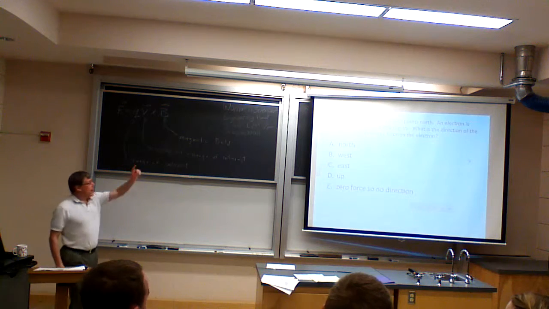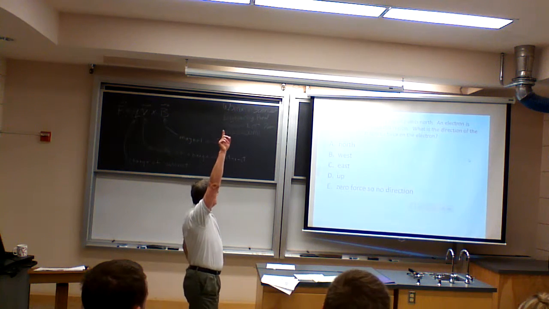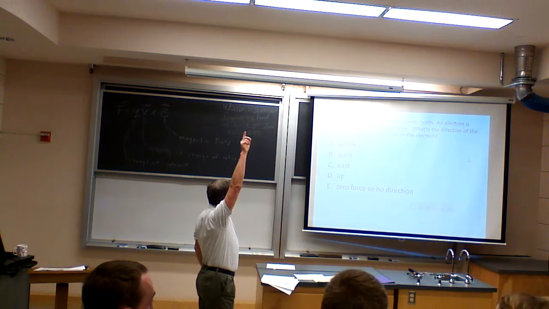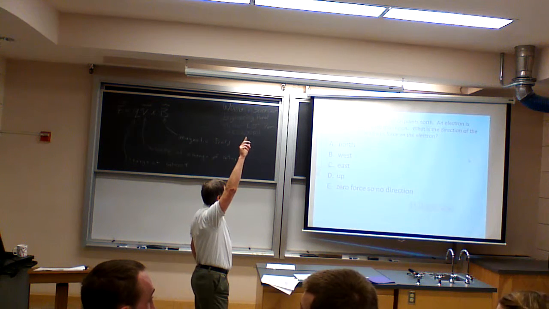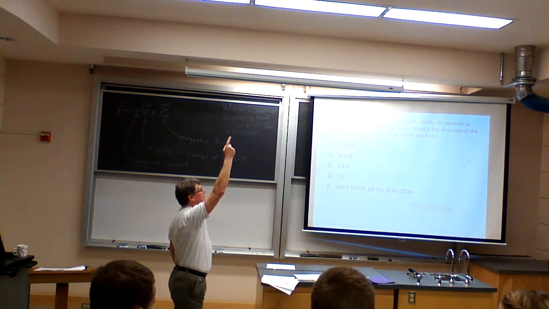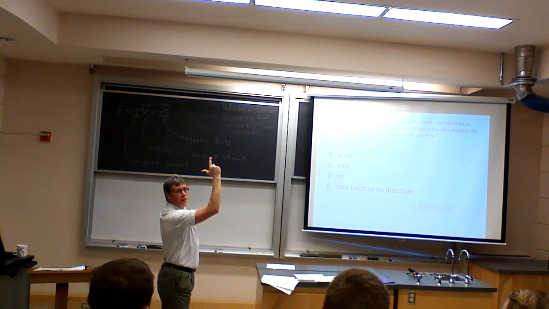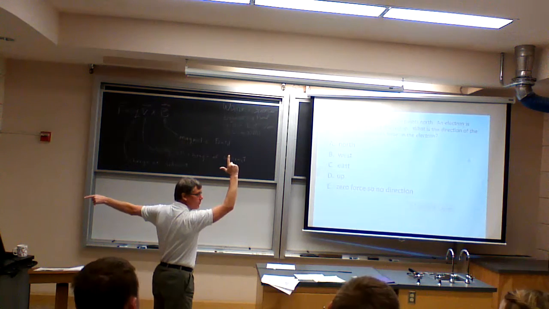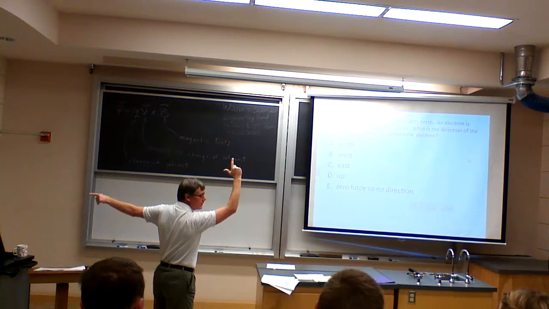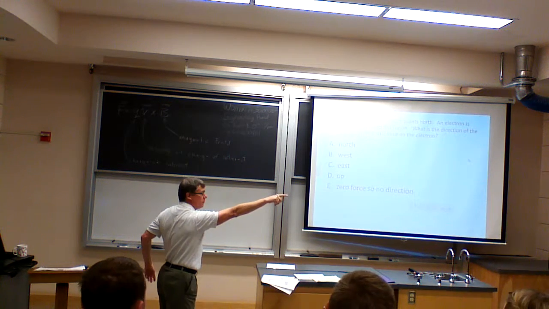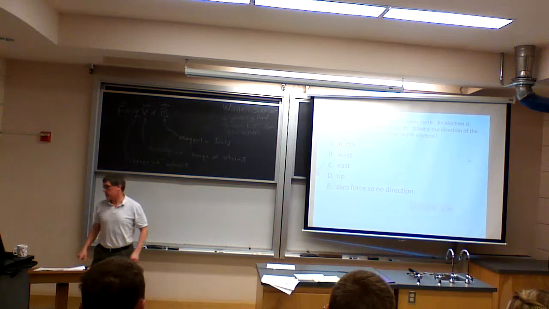All right, so the electron's moving north. The electron is moving up. The field is to the north. So my thumb's pointing west. So if this were a positive charge, the force would be to the west. But since it's a negative charge, it's to the east.